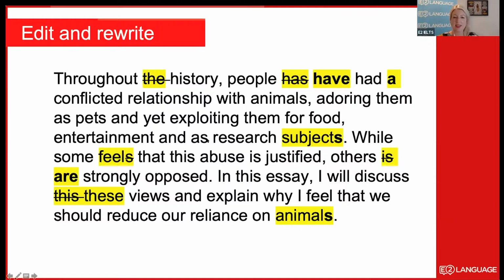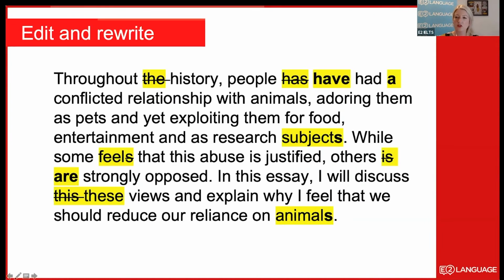Sunit, can we say as a research subject? Grammatically, yes, but in the context of this sentence, exploiting them for food, entertainment, and as a research subject. So we're talking about many animals. So many animals have been used as research subjects, plural. It seems logical to me to make this plural. But grammatically, in another context, yeah, you could say they used the pig as a research subject.